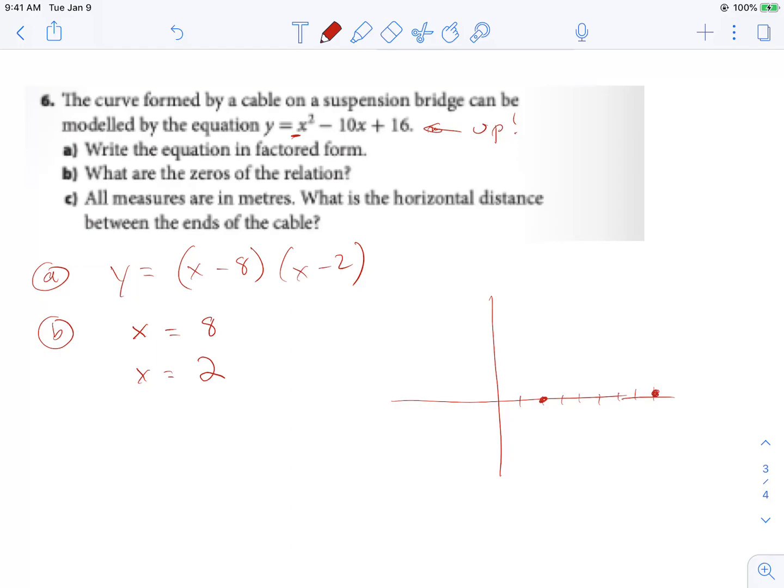Okay? And we know that it is opening up. So it's going to look something like that. So what is the horizontal distance between the ends of the cable? If these are the ends of my cable, right here and right here, what's the horizontal distance between them? This is at 2, this is at 8, so the horizontal distance would be 6. And that's it.